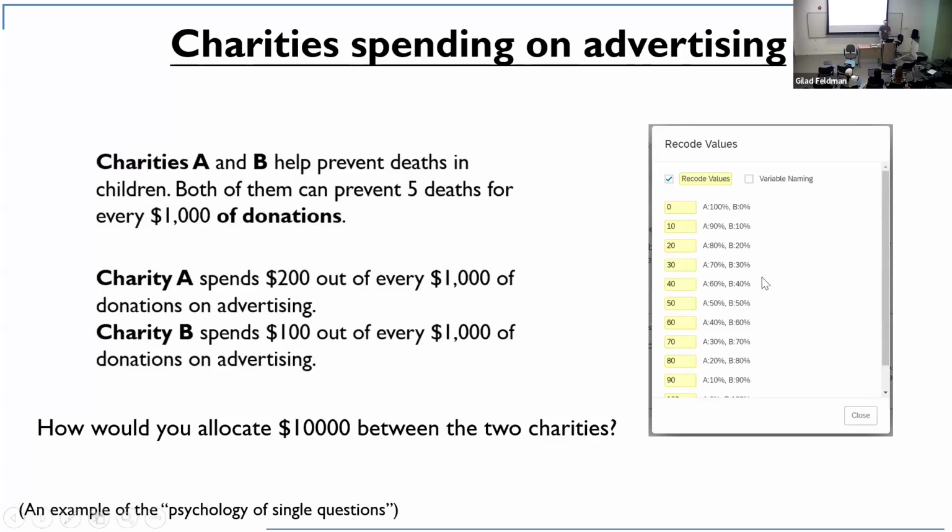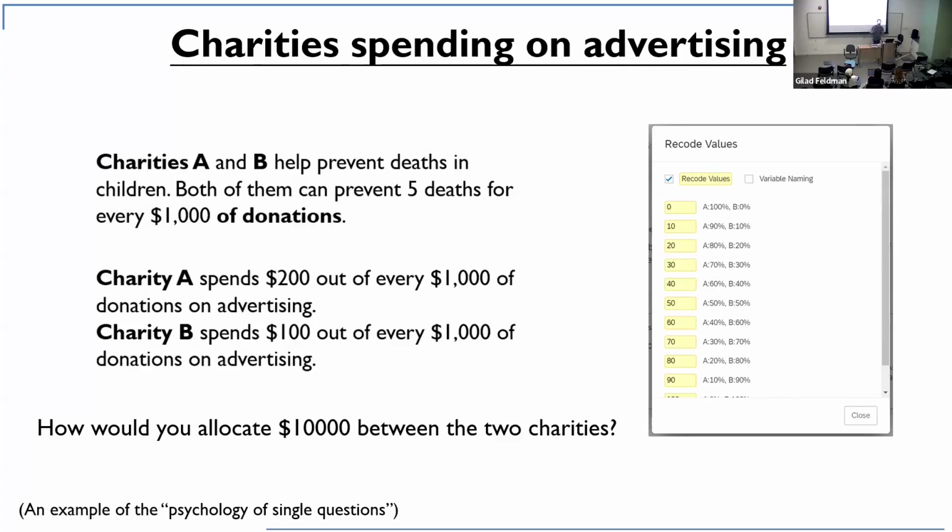So charities A and B help prevent deaths in children. Both of them can prevent 5 deaths for every 1,000 US dollars of donations. What's the difference? Difference on one factor only. Charity A spends $200 out of $1,000 of donations on advertising, compared to Charity B that only spends 100.